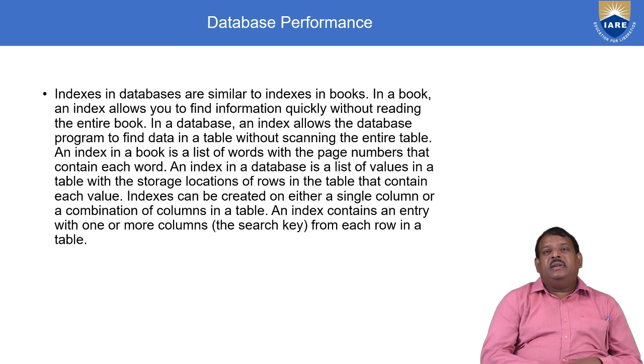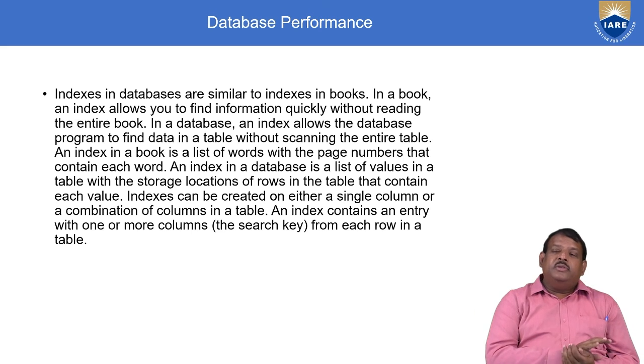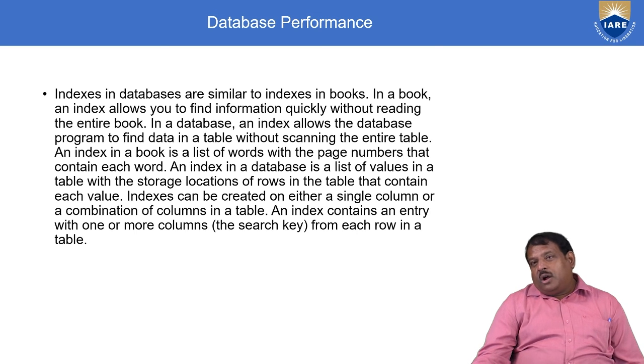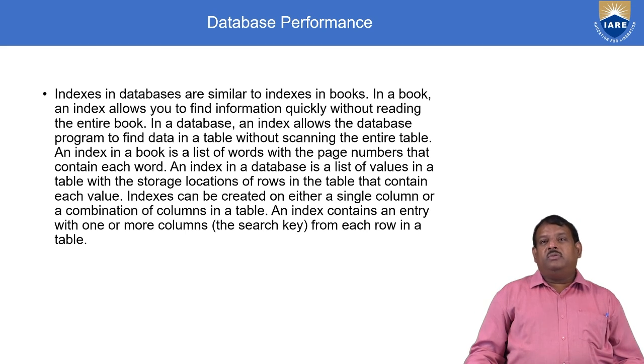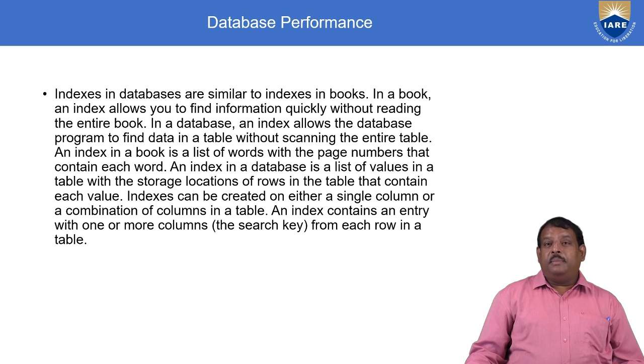The last slide: an index in a database is similar to the index in a book. If you go to the last page of any book, you'll see that at this page number, I can see this topic. All the important topics have a book page number assigned. So in a book, an index allows you to find information quickly without reading the entire book. If you want to find a particular topic in normalization, you don't need to read the entire book. Just go to the last page where the index is, see the page number, and go directly to it. Similarly, in a database, an index allows the database program to find the data in a table without scanning the entire table.